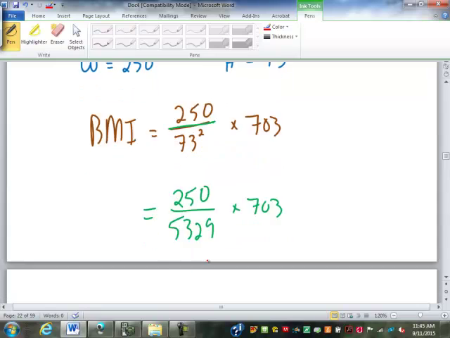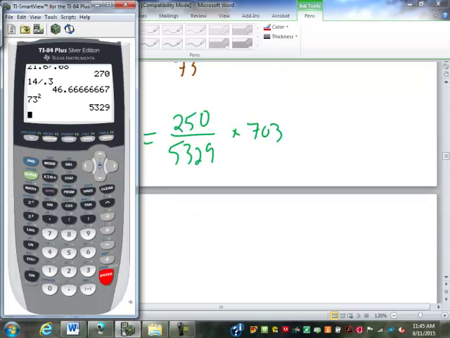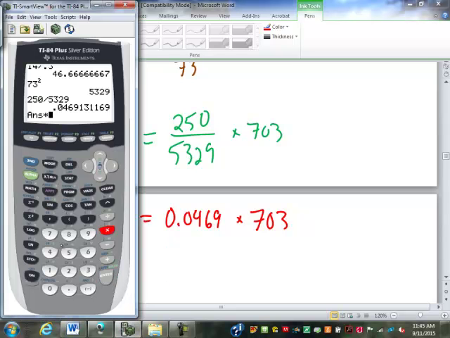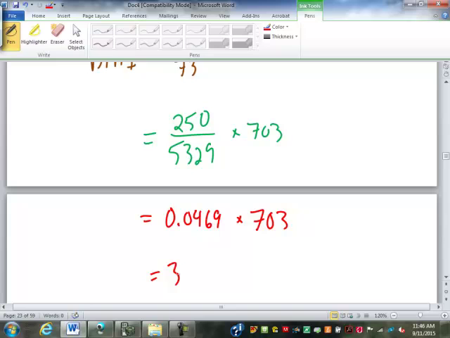Now, we're going to divide. 250 divided by 5329 is 0.0469, times 703. So I'm just going to leave that in the calculator and multiply by 703. That keeps me from getting the big round off here. So 32.98. So that particular person would have a BMI of 32.98.